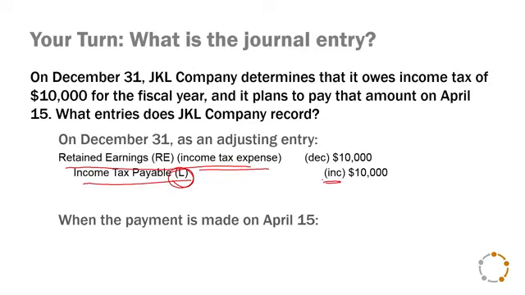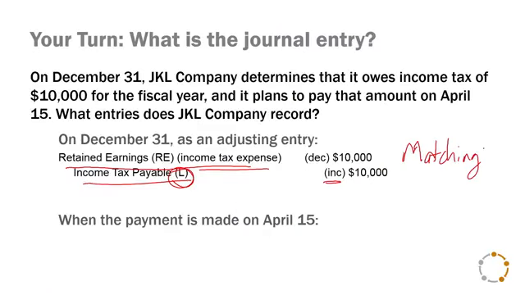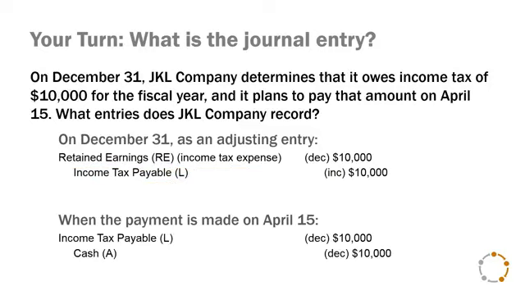Now remember, the matching principle again tells us that we have to take the expenses we've incurred the current year when we've been generating the current year's revenues and record them this year to match them to this year's revenues. That's exactly what we're doing here with this entry. When April 15th arrives, the company makes payment. At that point in time, the liability has been satisfied by the payment of cash, so we reduce the liability, a left-hand side or debit, and we reduce the cash balance by $10,000.